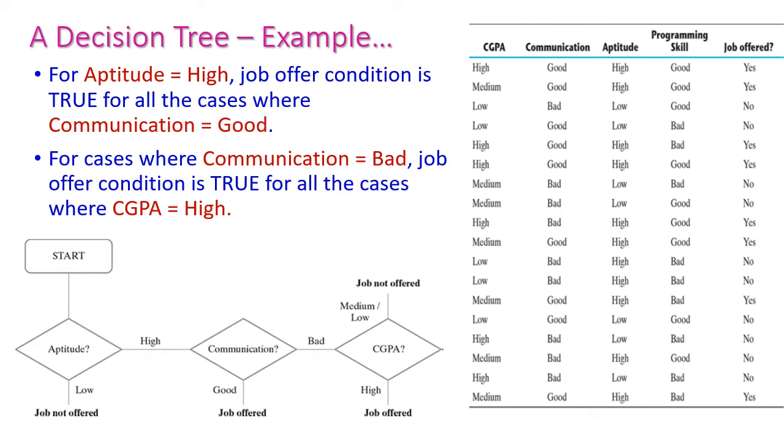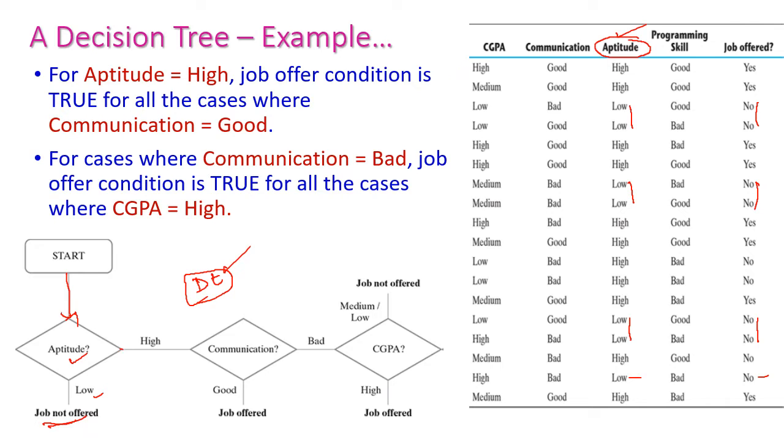Next, let us try to draw the decision tree for the given example. So this is the decision tree. Here we can take the aptitude attribute. If the aptitude is low, then they won't get a job, because this gives very high information. Directly we can declare that if aptitude is low, then they won't get any job. So we will start from here. First we will check the attribute aptitude. If aptitude is low, then job not offered.